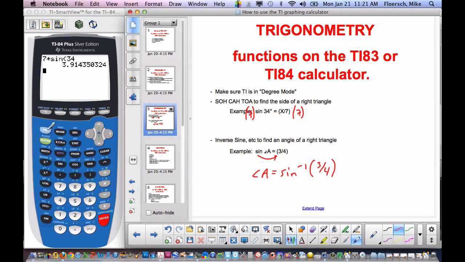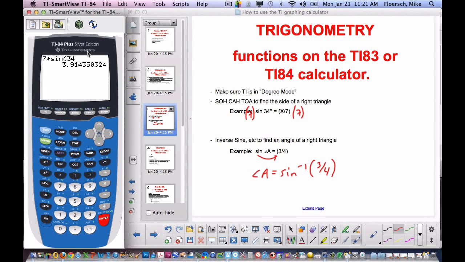So on my calculator I would do second sine, which gives me the sine inverse, 3 divided by 4, or you can just type in the 0.75 if you knew that. Close the parentheses, hit enter. That angle is going to be 48.59 degrees. Just make sure your calculator is in degree mode before you work with sine, cosine, tangents, or these keys right here.